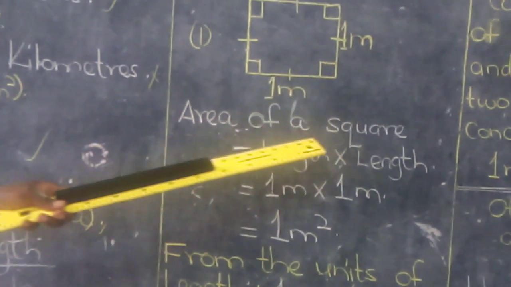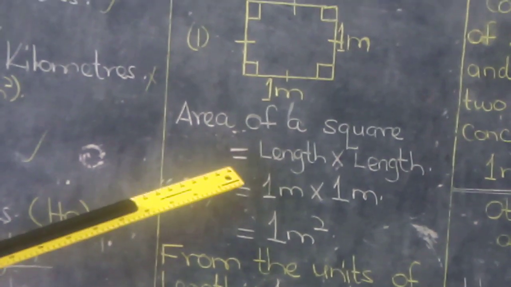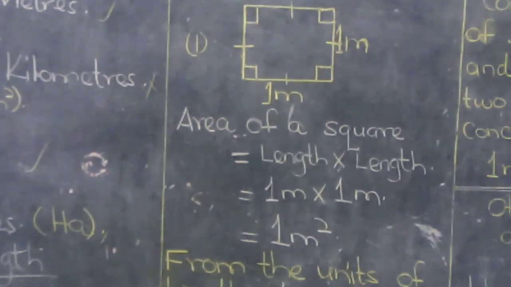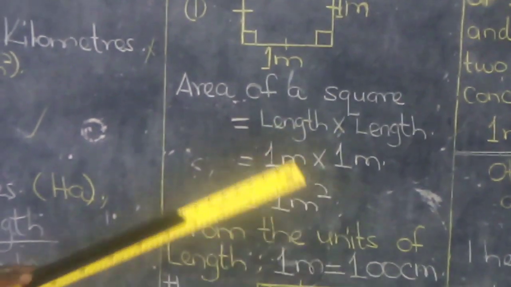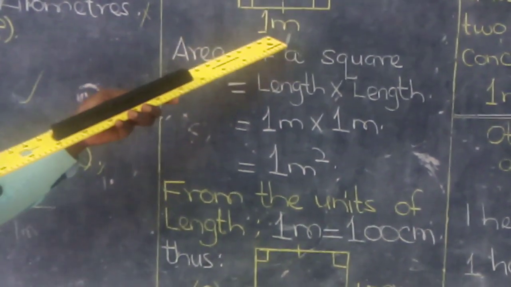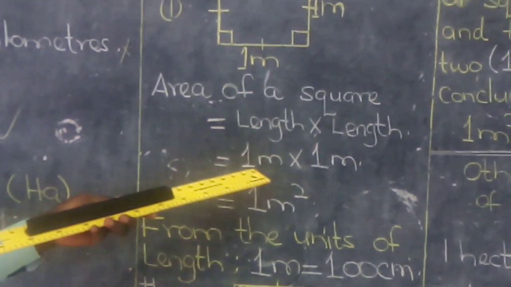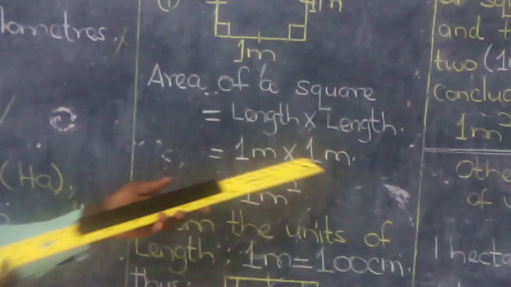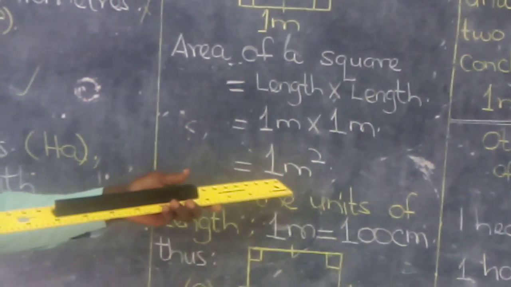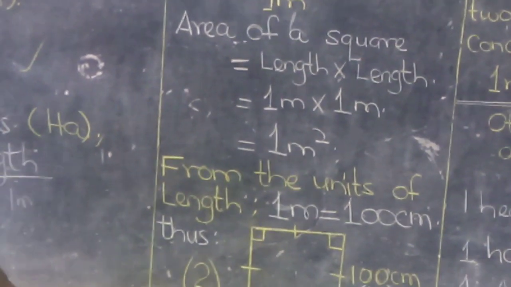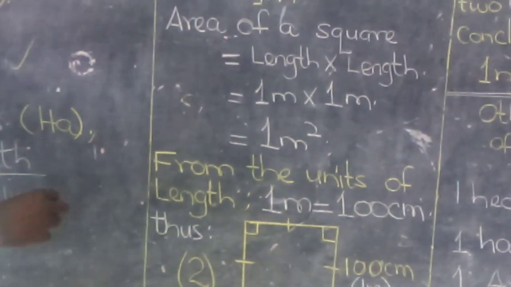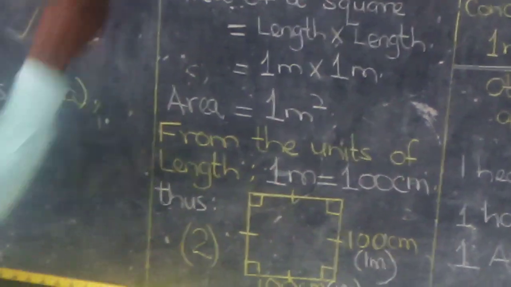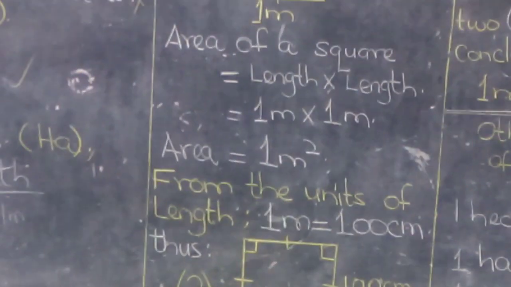The area of a square is denoted by length times length, or side times side. And so the length of this square is 1 meter, and so it's 1 meter multiplied by 1 meter. And the area would become 1 meter squared, or 1 square meter. So the area of this square is 1 square meter.